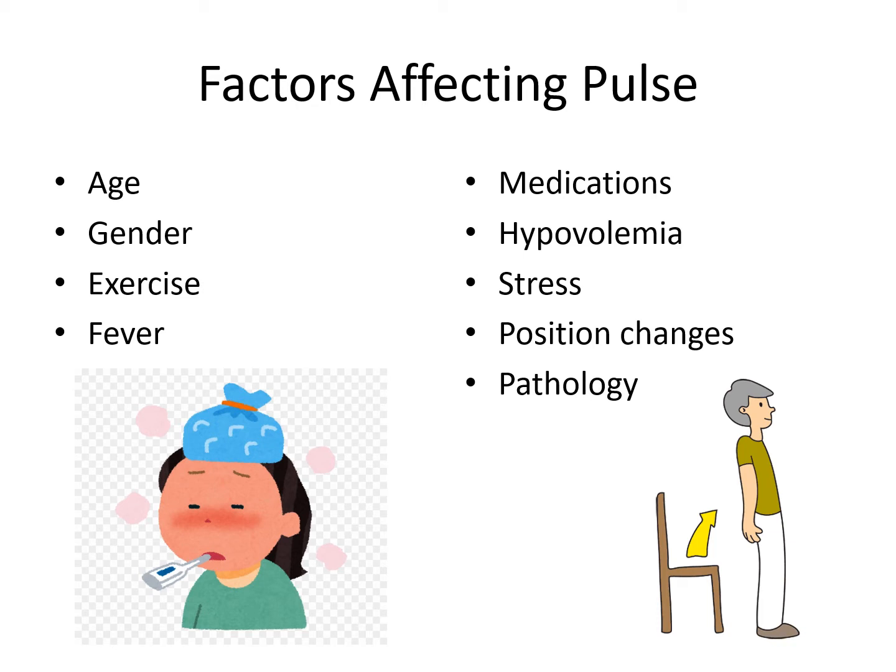Medication certainly will affect it. Hypovolemia, so if they're, for example, dehydrated, then we would expect the pulse to be diminished. Well, the pulse strength would be diminished, but truthfully, the heart rate is going to go up. So it will be faster but diminished. And stress as well can affect heart pulse. Position changes affect pulse. And also pathology, which refers to disease processes.